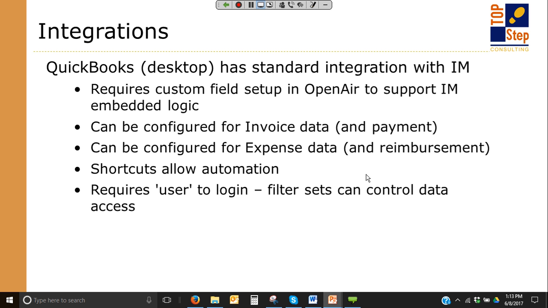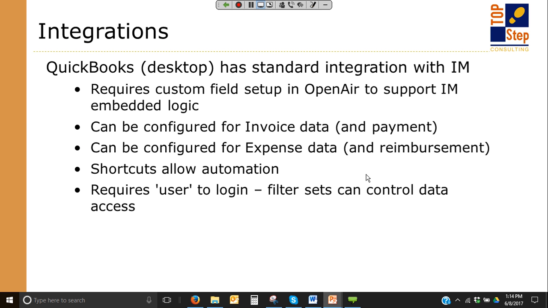It's a very, very simple integration, and it's above all a pre-built integration. The pre-built integration talks to QuickBooks in a specific way and in OpenAir a very specific way. The data flows allow you to pass invoice data from OpenAir into QuickBooks and payment information backwards into OpenAir. And it allows you to pass expense data from OpenAir into QuickBooks and pass reimbursement information from QuickBooks back into OpenAir. And that's all the standard integration does.